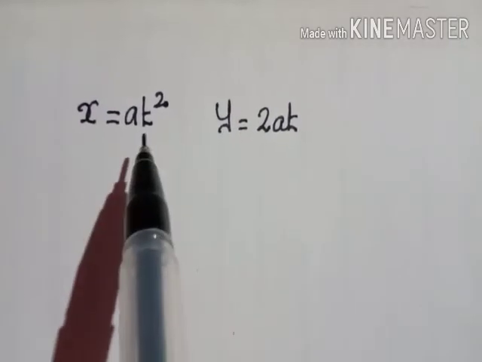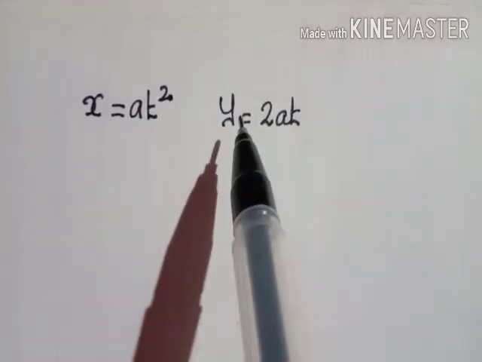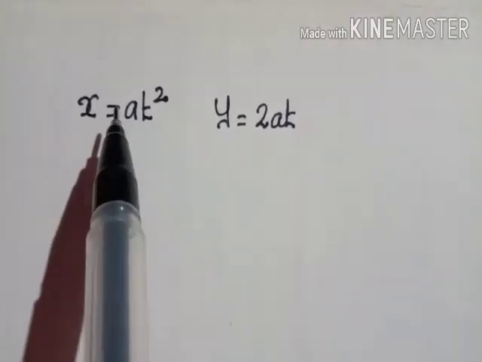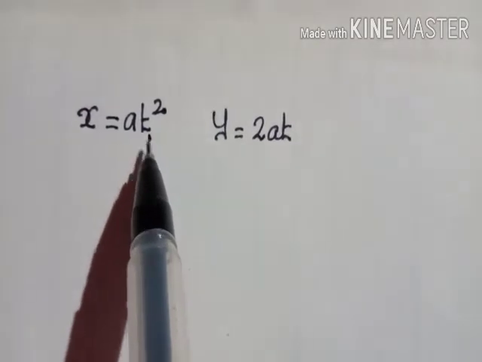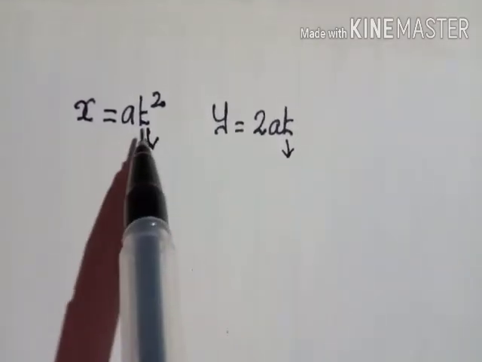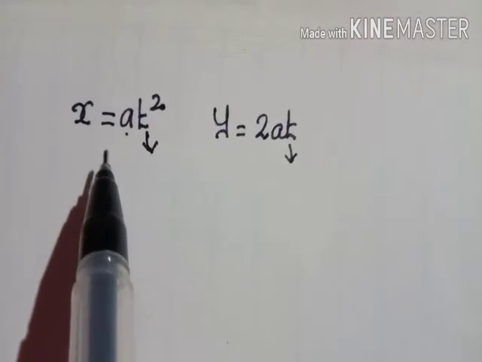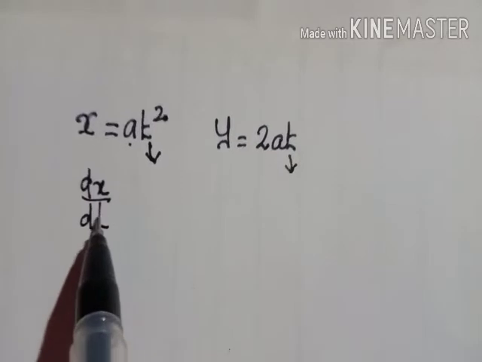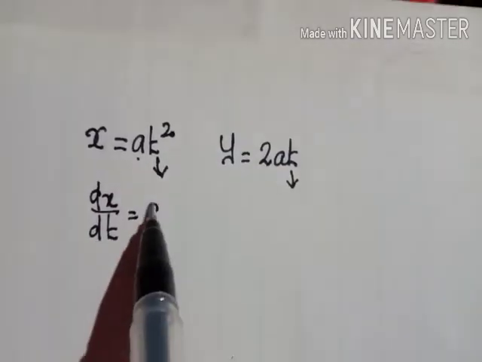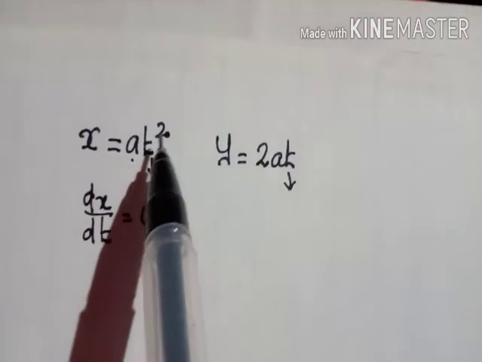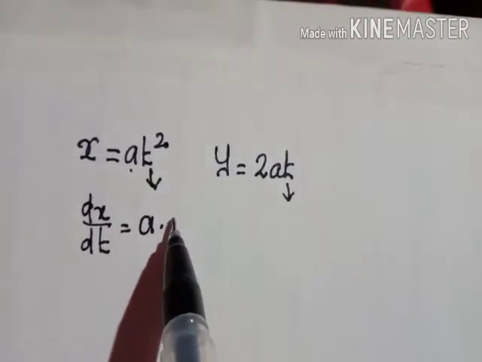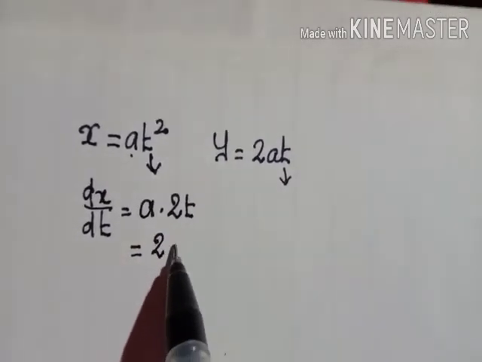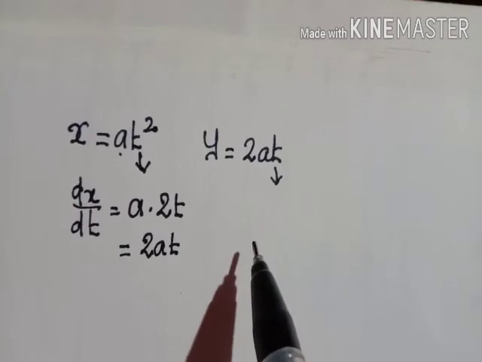Look at this example: x equal to at square and y equal to 2at. So x and y are two functions in terms of the third variable t. Here a is constant. So the first step is to differentiate x with respect to t. Listen, here a is constant, so a into the derivative of t square. Derivative of t square is 2t. So a into 2t is equal to 2at.